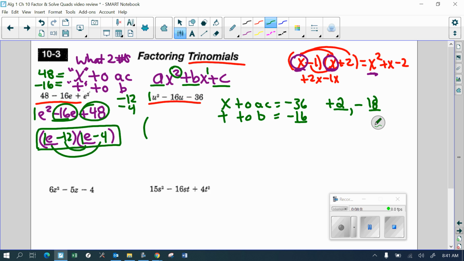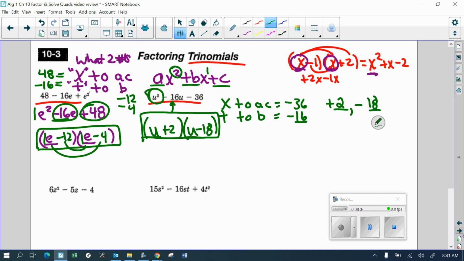So again, since the first terms have to multiply to u squared, that's a no-brainer. It has to be u and u. Okay, and since it's 1u and 1u, I can immediately just write down these numbers of plus 2 and negative 18. By the way, it doesn't matter if I put the negative 18 in the first one and positive 2 in the second. Okay, I'm going to get the same answer. If I multiply that out, it will multiply to this right here. That's how you can check that you're right.